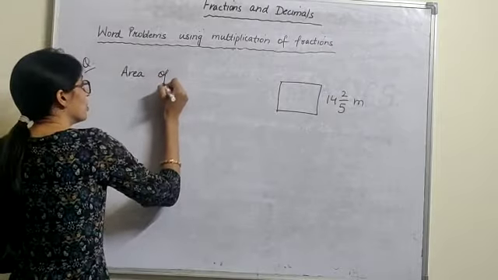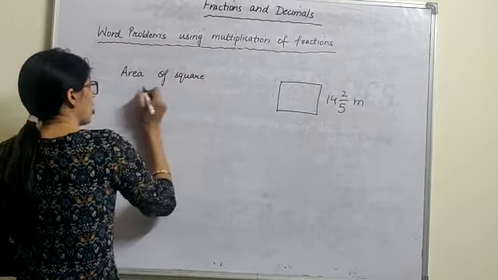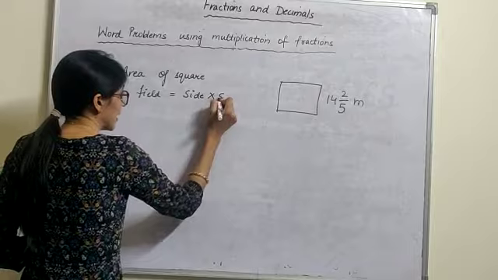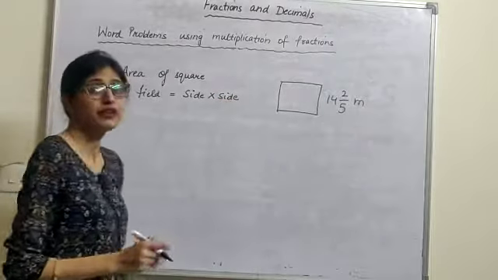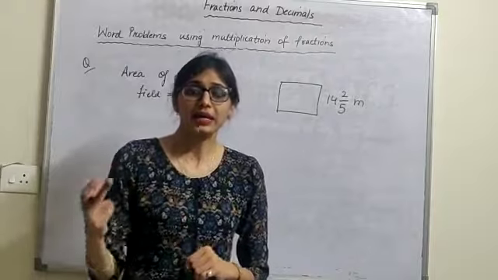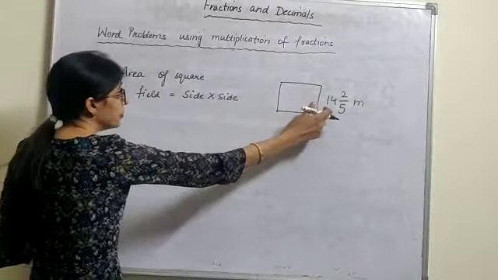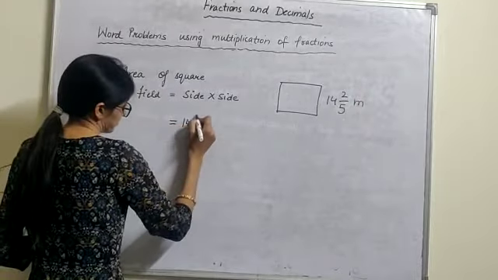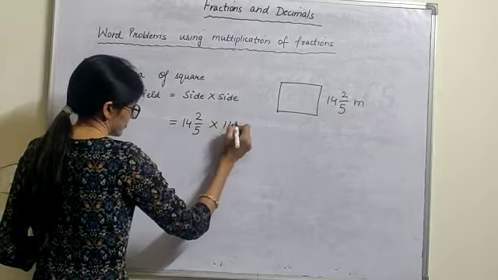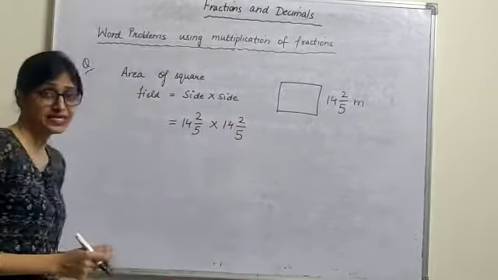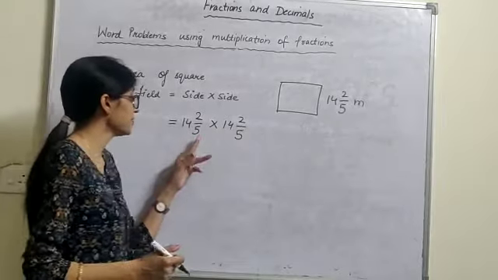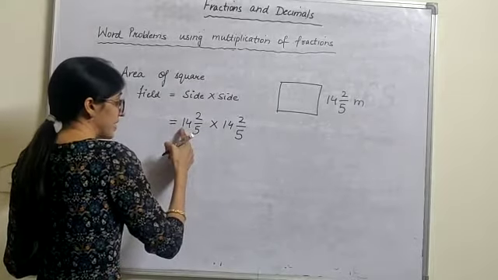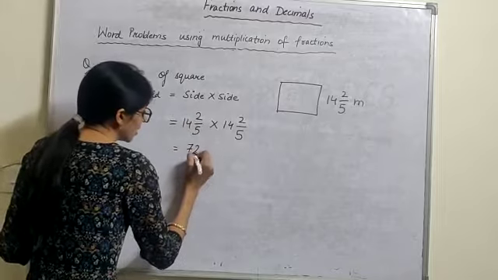So we know area of square field is equal to side multiplied by side. This is the formula for the area of a square. The side is given to you as 14 2 by 5 in mixed fraction. But we cannot multiply mixed fractions. So first we convert this mixed fraction into an improper fraction. 5 into 14, 70. 70 plus 2, 72.